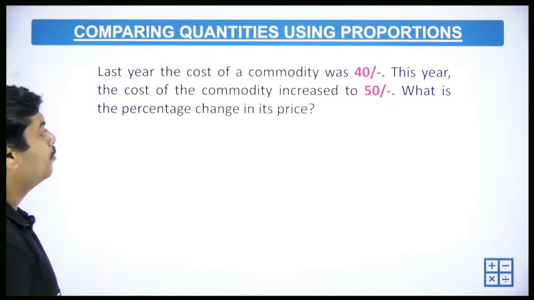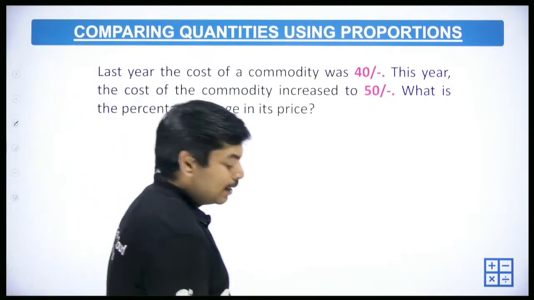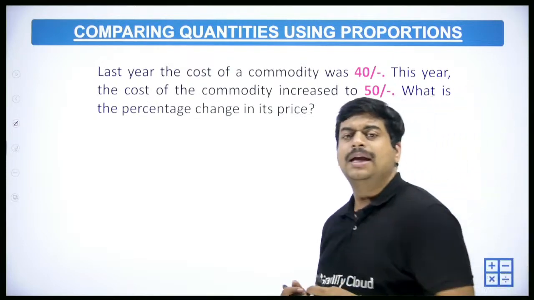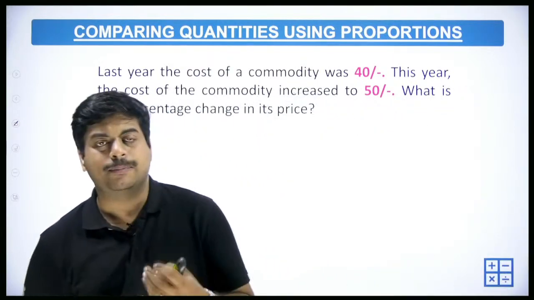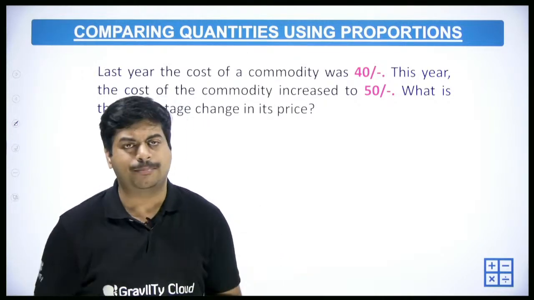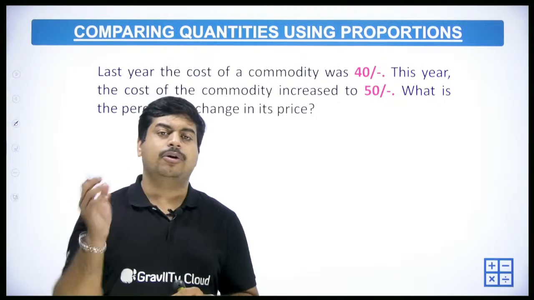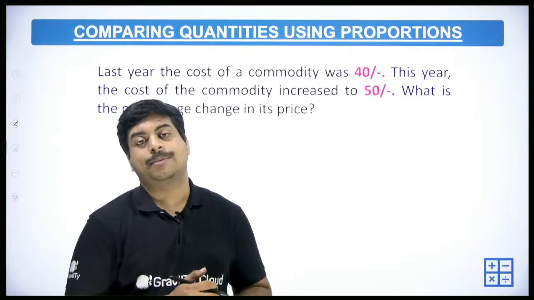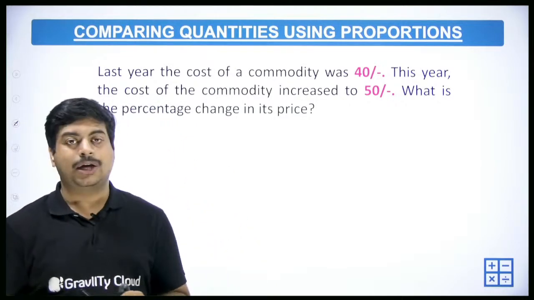Last year, the cost of a commodity was 40 rupees. There is a real life case here, right? You know the prices when we are purchasing anything. They may increase or decrease day by day, depending on the product. Not every product will go on increasing its price. Sometimes due to the market's ups and downs, the price also will get down, right?